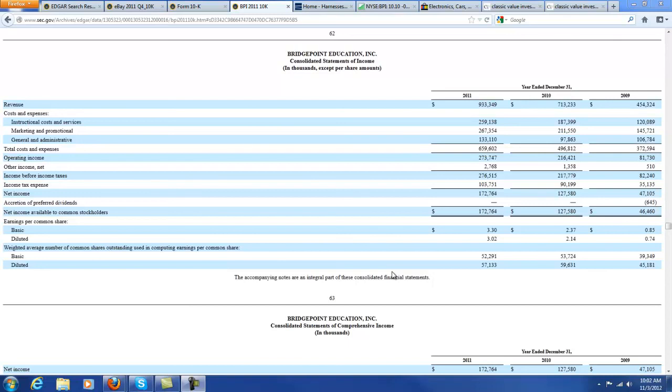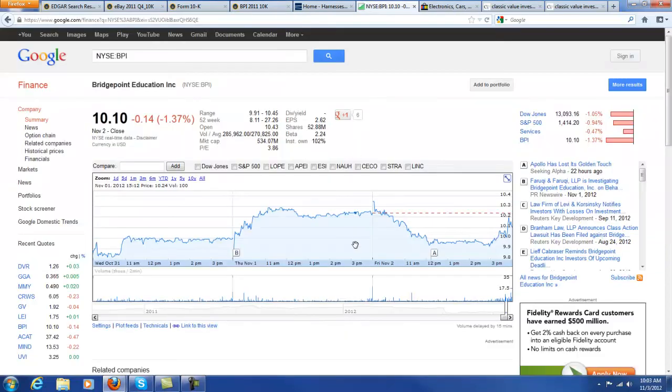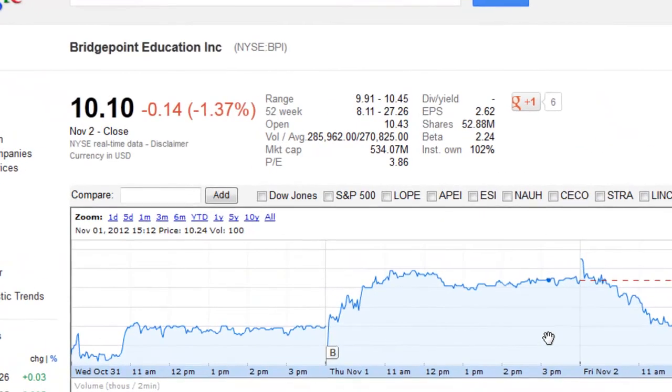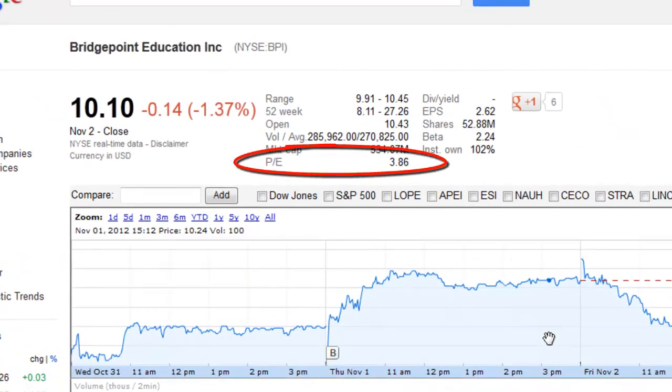Now, just because the revenues of Bridgepoint Education will probably not grow as quickly as they did in the past doesn't mean you should not invest in the stock of the company. It all depends on the price that you pay for it. If you look at the stock price of Bridgepoint Education, it is trading at about $10 per share, which means that the company is trading for a P/E ratio of less than 4. But this is obviously based on the earnings of the past, which might not be repeated again.